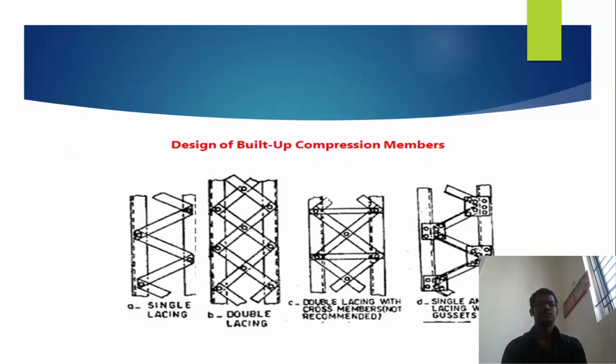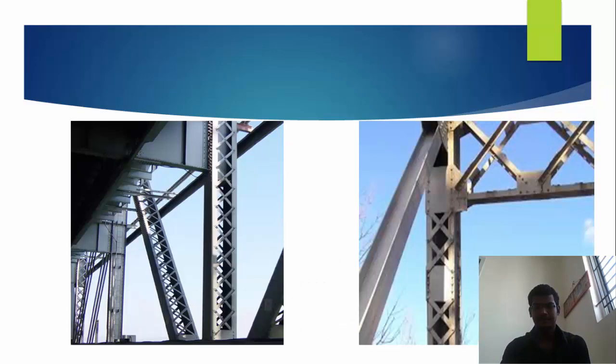This shows the different types of lacings. There are four types of lacings: single lacing, double lacing with cross members, which is not recommended and not used regularly, and single angle lacing with gusset plates.